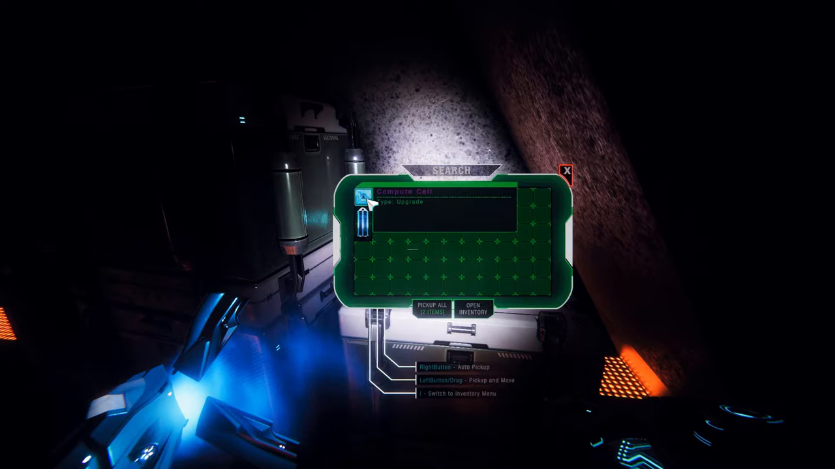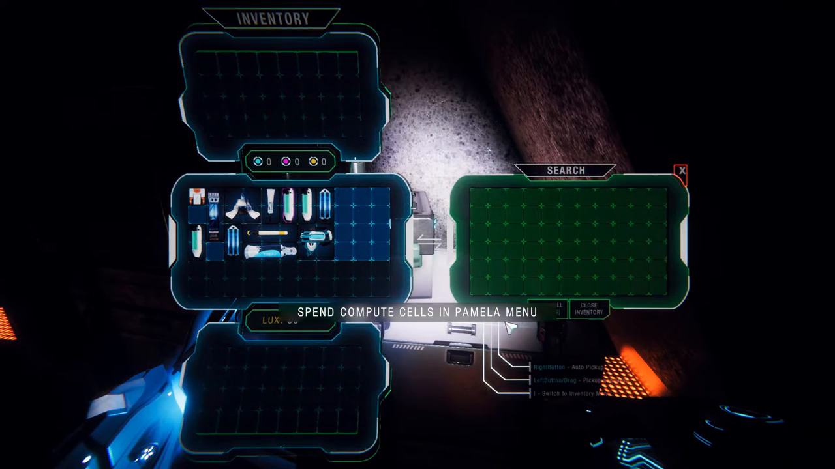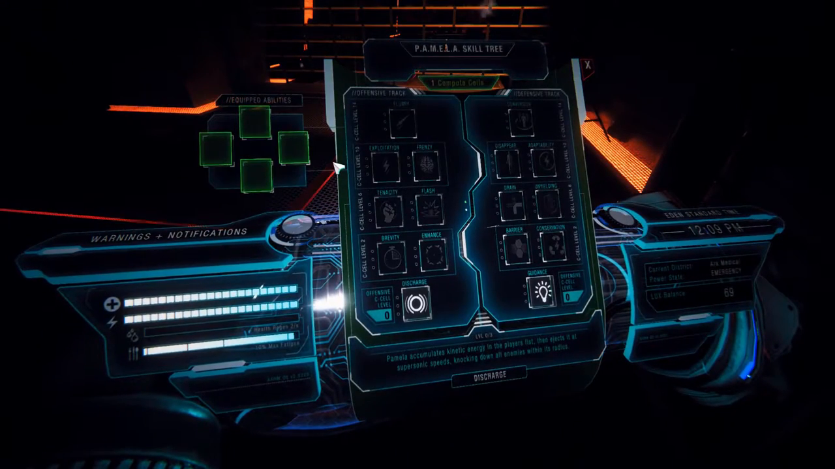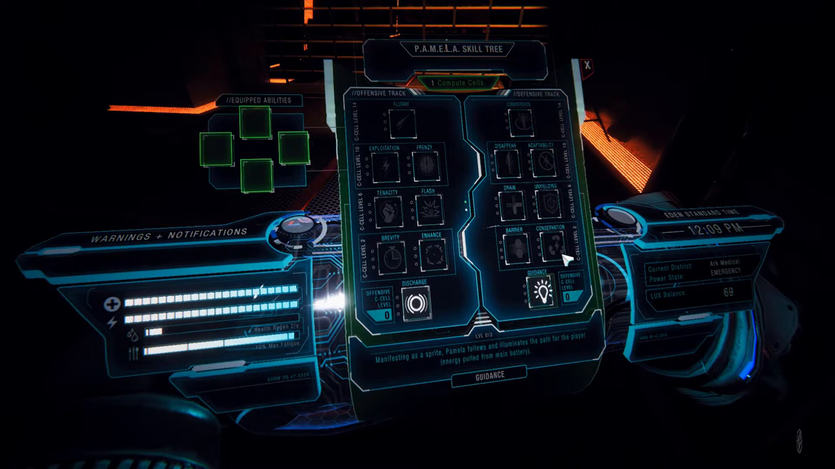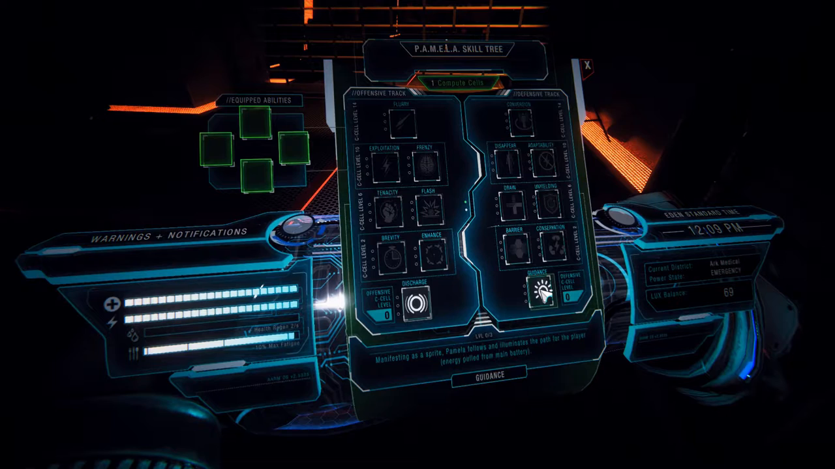What is this? Compute cell. It's an upgrade type, okay? And an energy cell. All right, let's take both. Spend compute cells in PAMELA menu. Oh, hello. PAMELA menu. Press or hold Q to use PAMELA abilities. Cool. Defensive guidance, level 2, level 6, level 10. I see. What is this? PAMELA accumulates kinetic energy in the player's fist, then ejects it at supersonic speeds. Or manifest as a sprite, PAMELA follows and illuminates the path of the player, energy pulled from main battery.